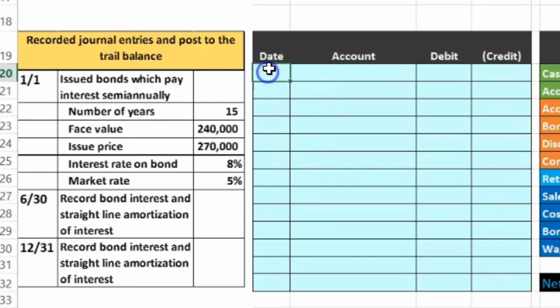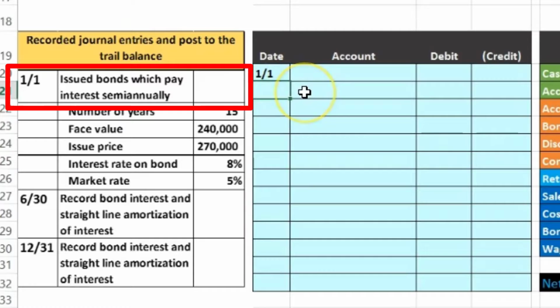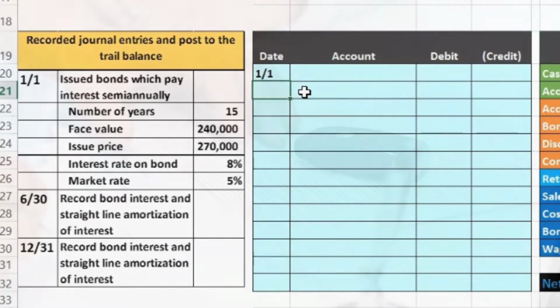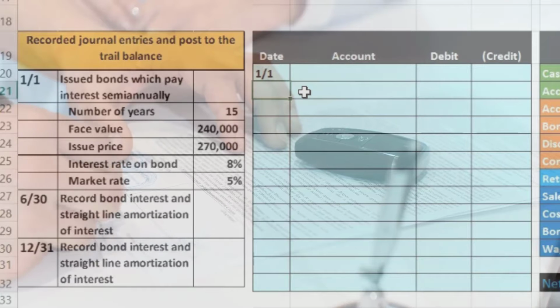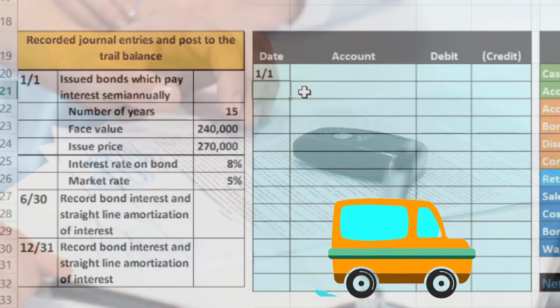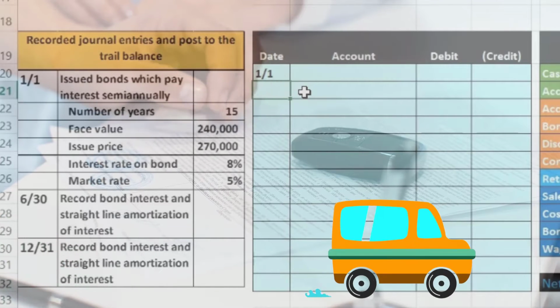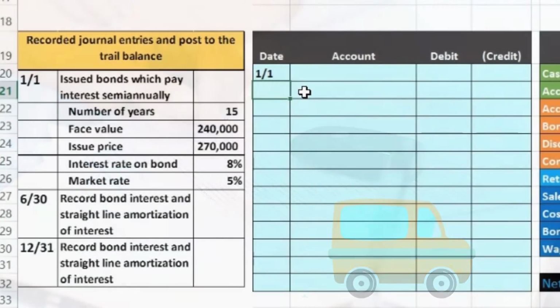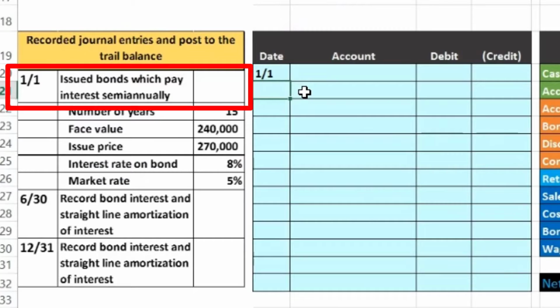So first item here on 1-1, we're going to issue bonds which pay interest semi-annually. So basis of this bond, unlike a note, one of the most common types of notes that we see are a mortgage or a car payment, something like that, where we pay off monthly, and oftentimes we pay off part of the interest and part of the principal. That doesn't have to be the only way a note is written or a bond is written or some kind of debt is written.